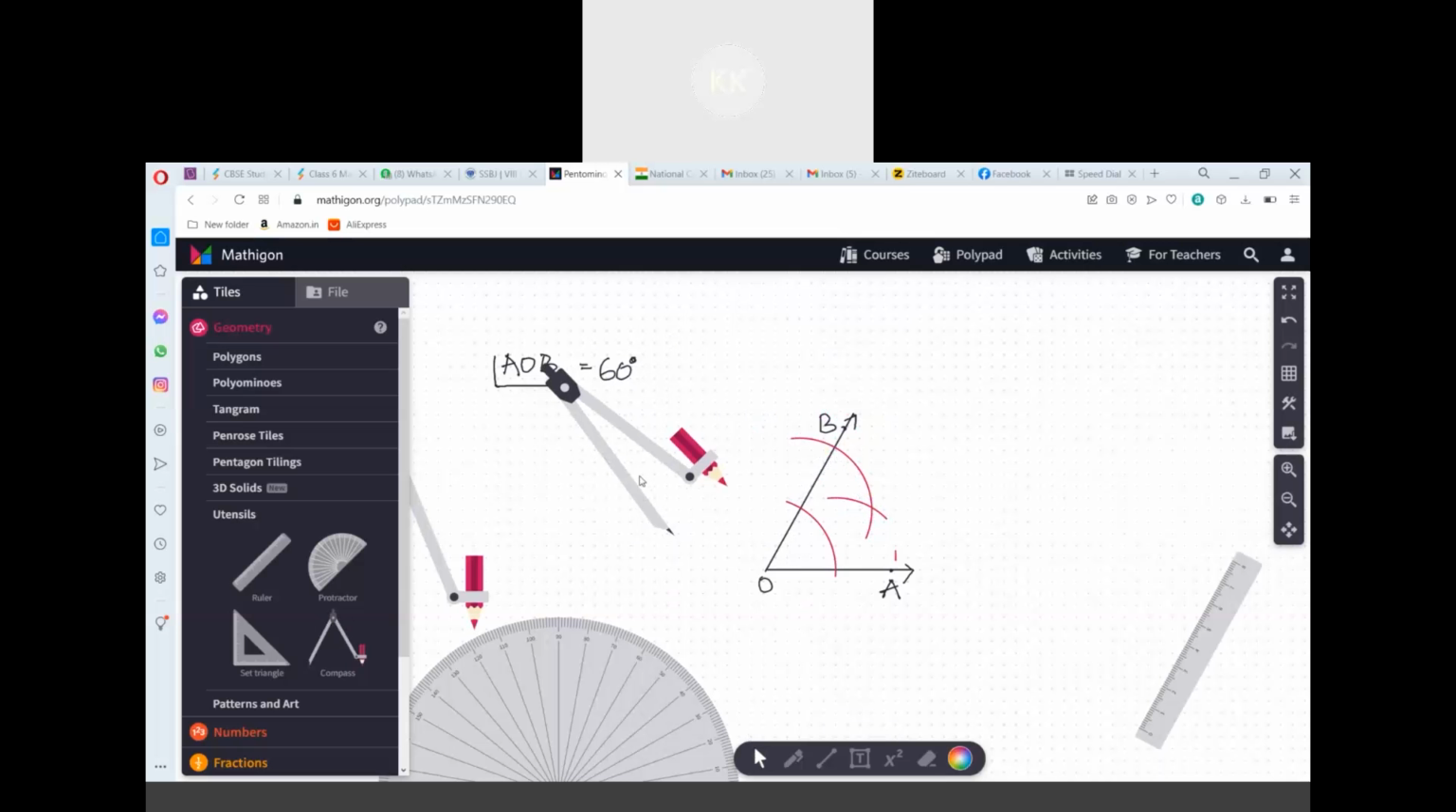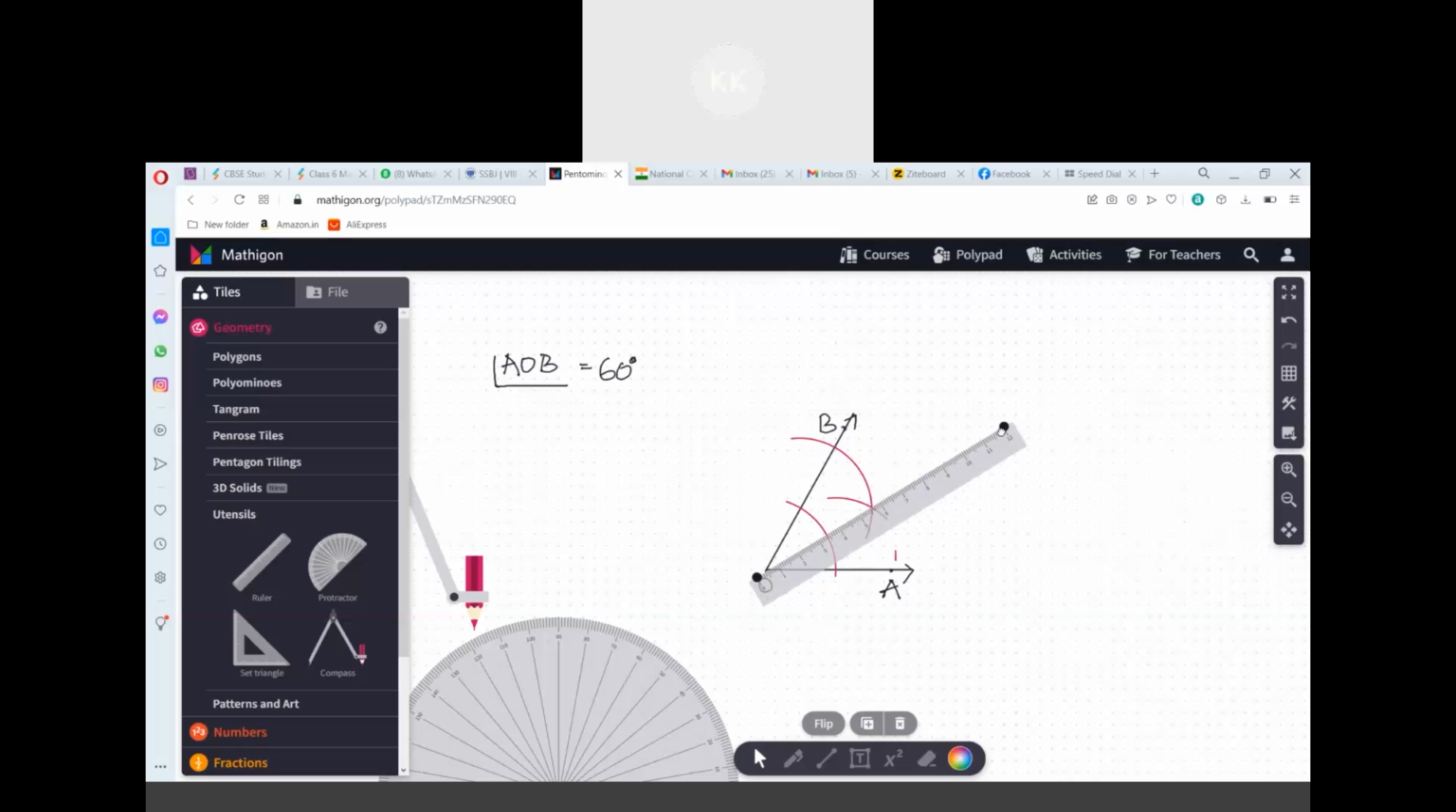Now we have to make a line between the arcs. How do we do that? Use the ruler. Place the ruler so that it meets the point where the two arcs intersect. I have to join the point of intersection with O.